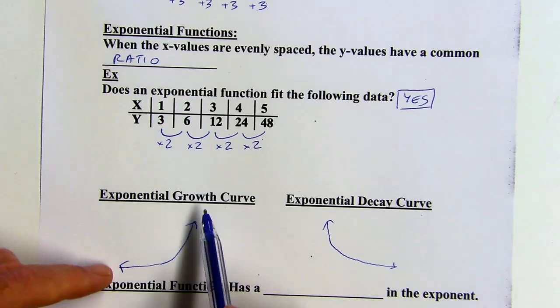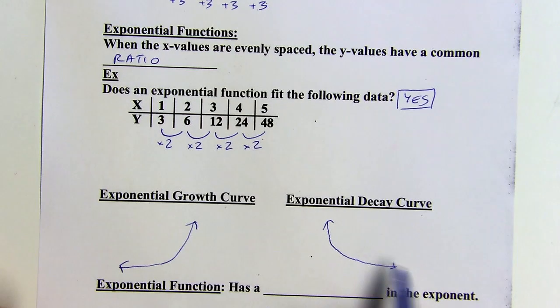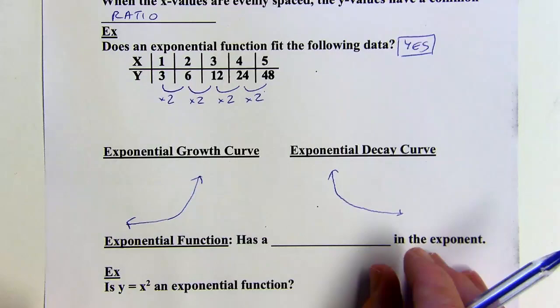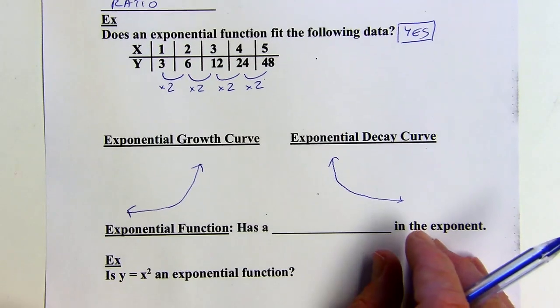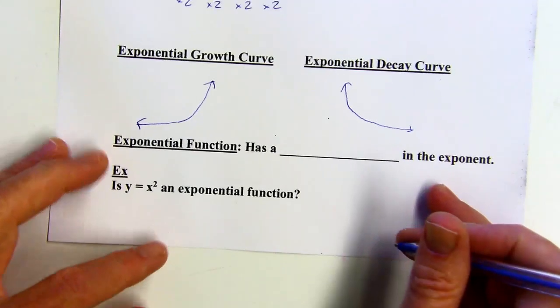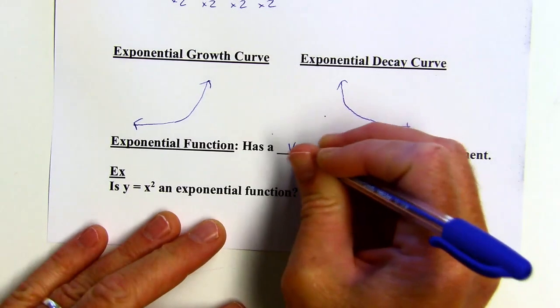Okay, so a growth curve is going to go uphill. A decay curve would go downhill. Just a basic idea of what these exponential functions are going to look like. Okay, so let's talk about what an exponential function actually is. It's going to have a variable in the exponent.